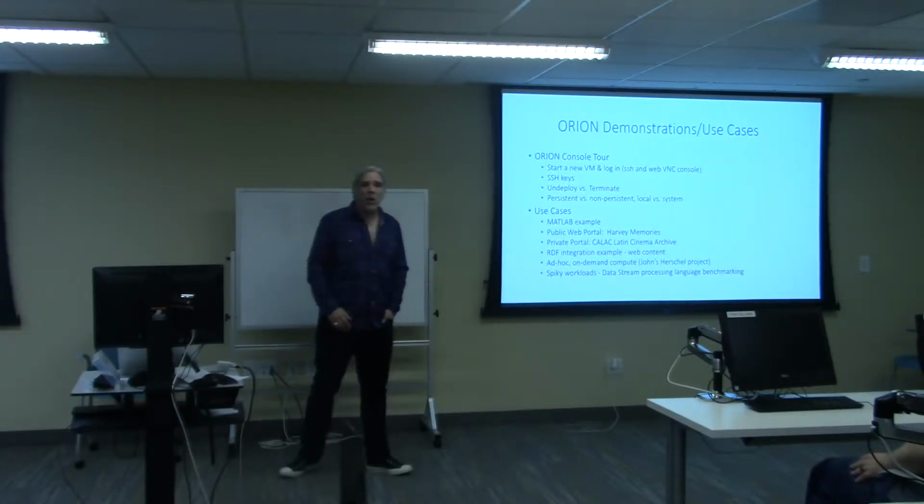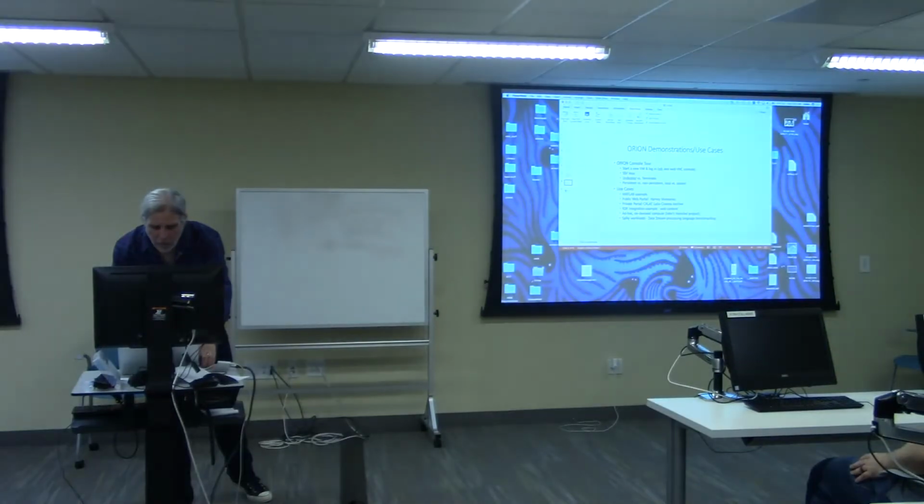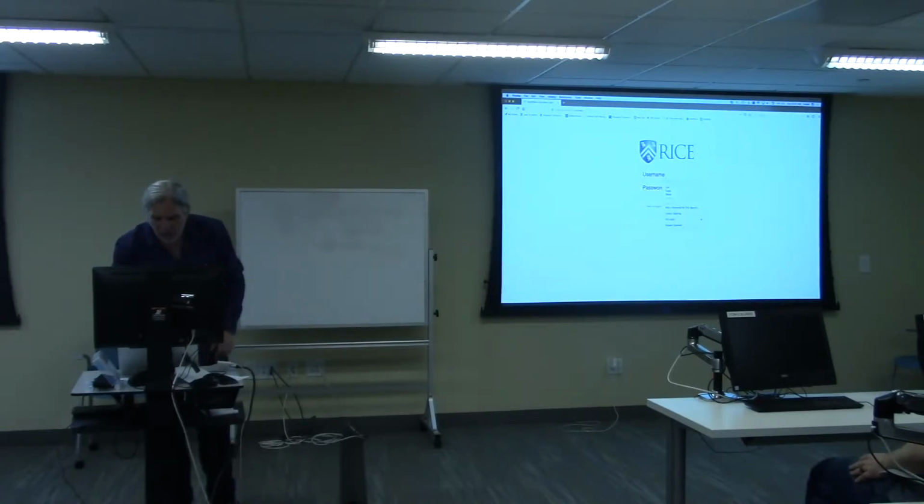And you know, we've had a lot of success with it. It's been very useful. So the first thing I want to do is pull up the ORION console, and you just open up a web browser because it's all browser based. And we're going to go to orion.crc.rice.edu. This is a little portal that just asks you for NetID and NetID password.